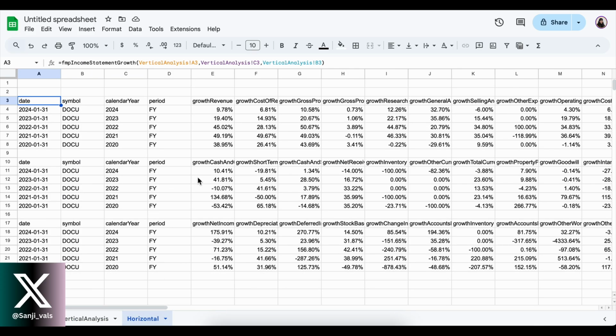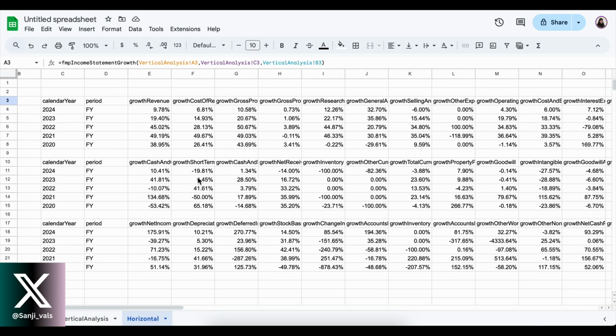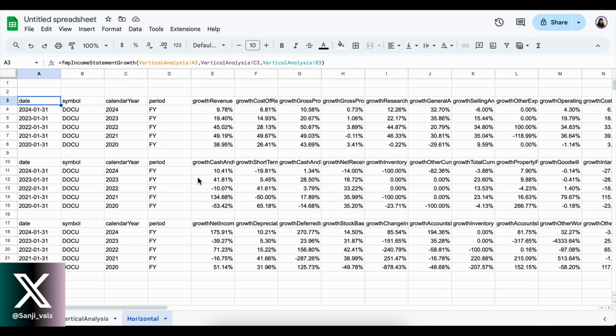Then on the horizontal analysis side, you just see how each item changed from year to year. We see a good numbers, and you should pay attention to revenue growth rate. You should pay attention to the cost. The cost should be declining from year to year or stay the same.